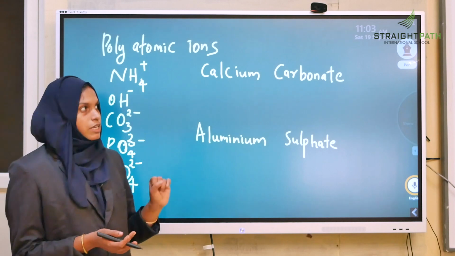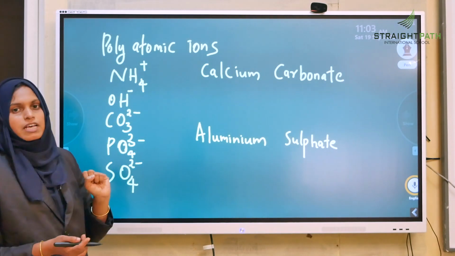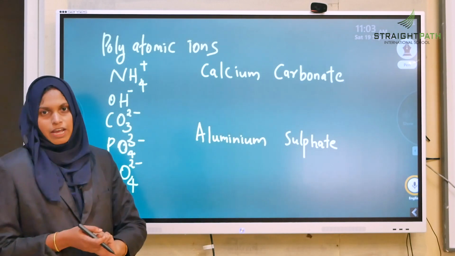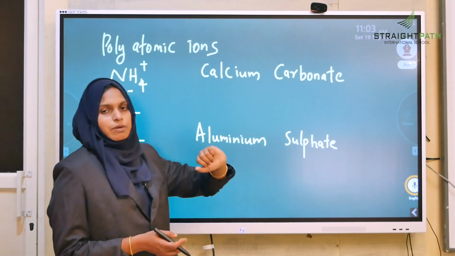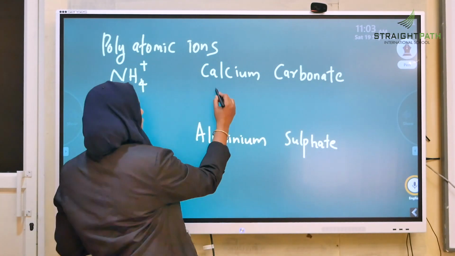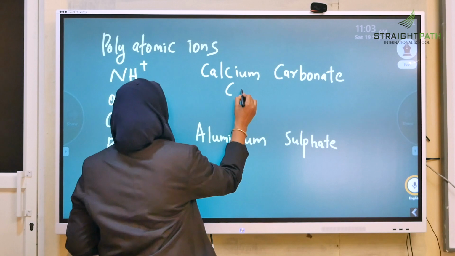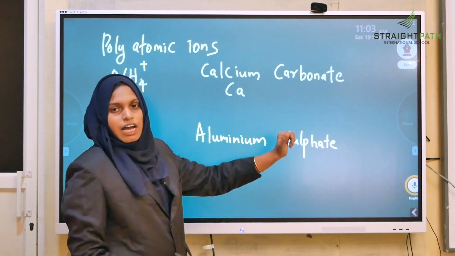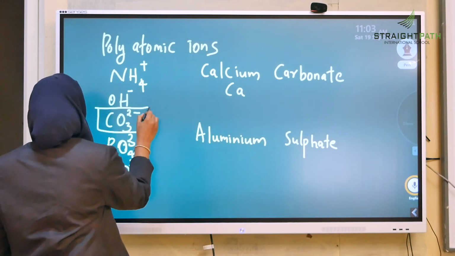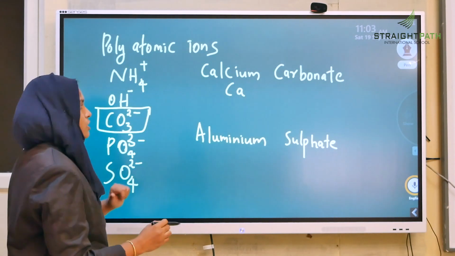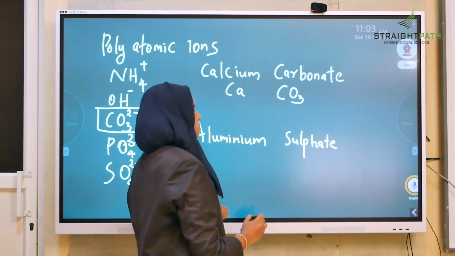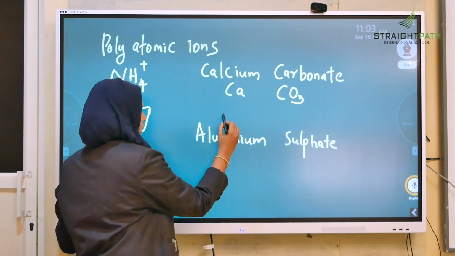Polyatomic ions means a group of atoms having a net charge on them. It is called a polyatomic ion. So consider the example calcium carbonate. For calcium carbonate, how can we write the symbols? Calcium is Ca, and then carbonate. What is the symbol for carbonate? This is CO3 2 minus. The valency is 2 minus. So for carbonate the symbol is CO3, and then write the valency.